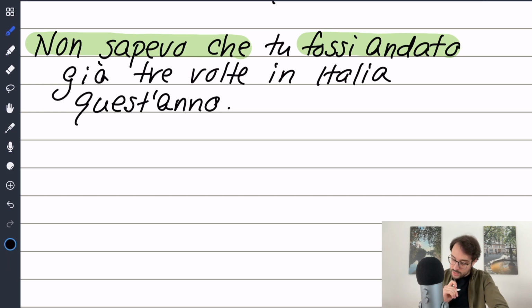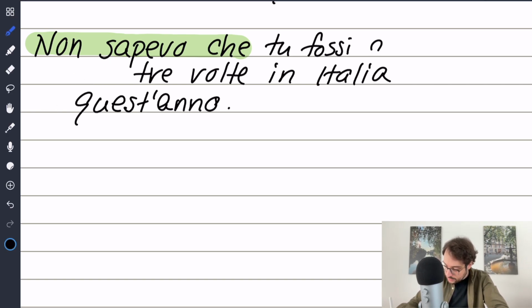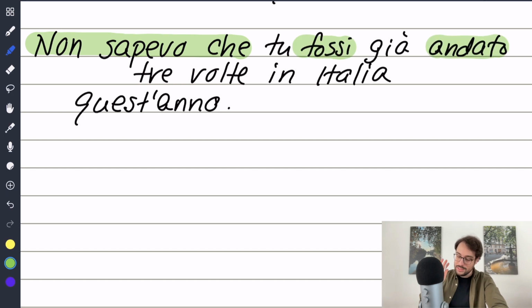What I would say is that usually words like già, these little markers of time, often go very nicely in between the auxiliary verb and the main verb. So I want to put it there because I prefer the way that sounds. So let's just do that real quick here. We're going to replace that. So, che tu fossi già andato. There we go. I like that. Che tu fossi già andato 3 volte in Italia quest'anno.